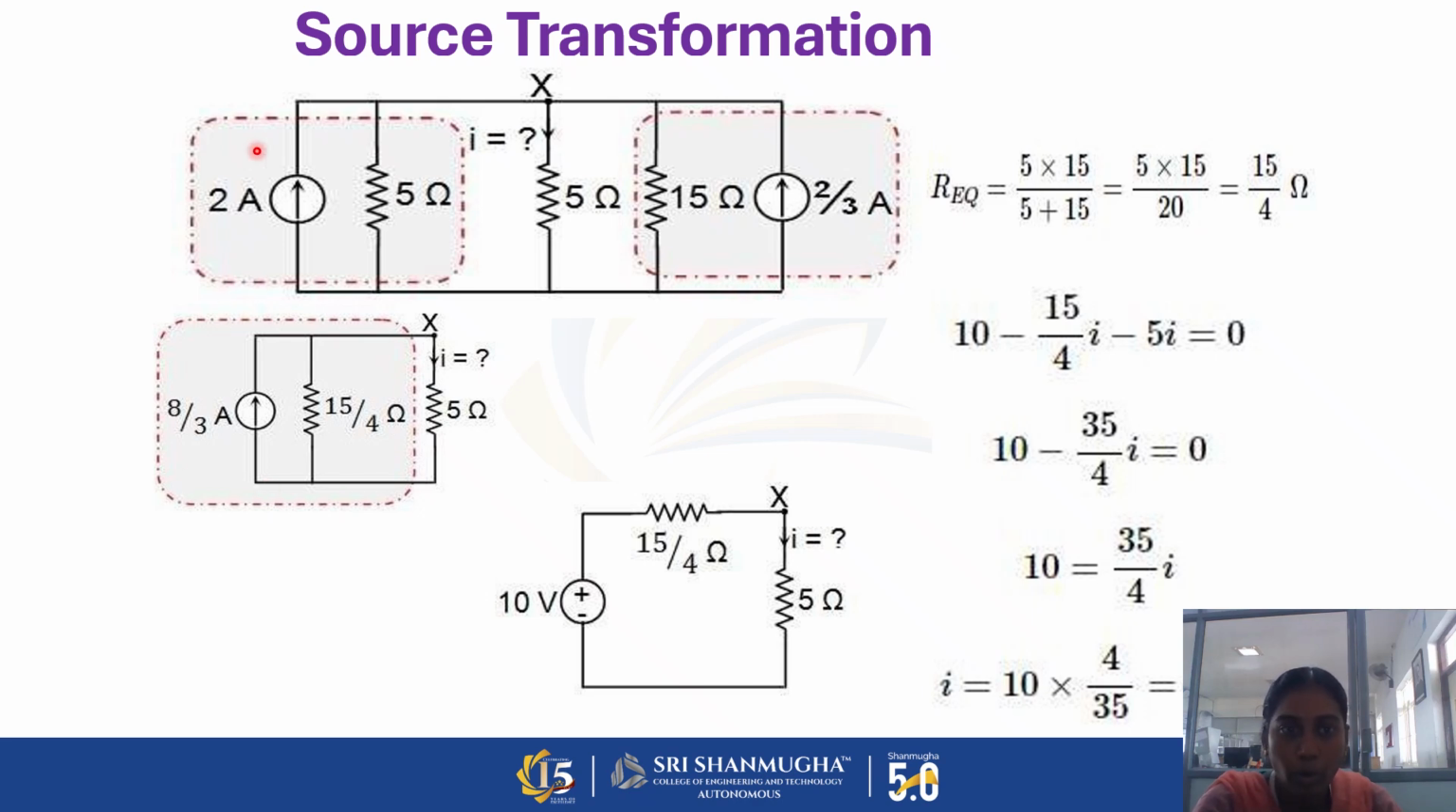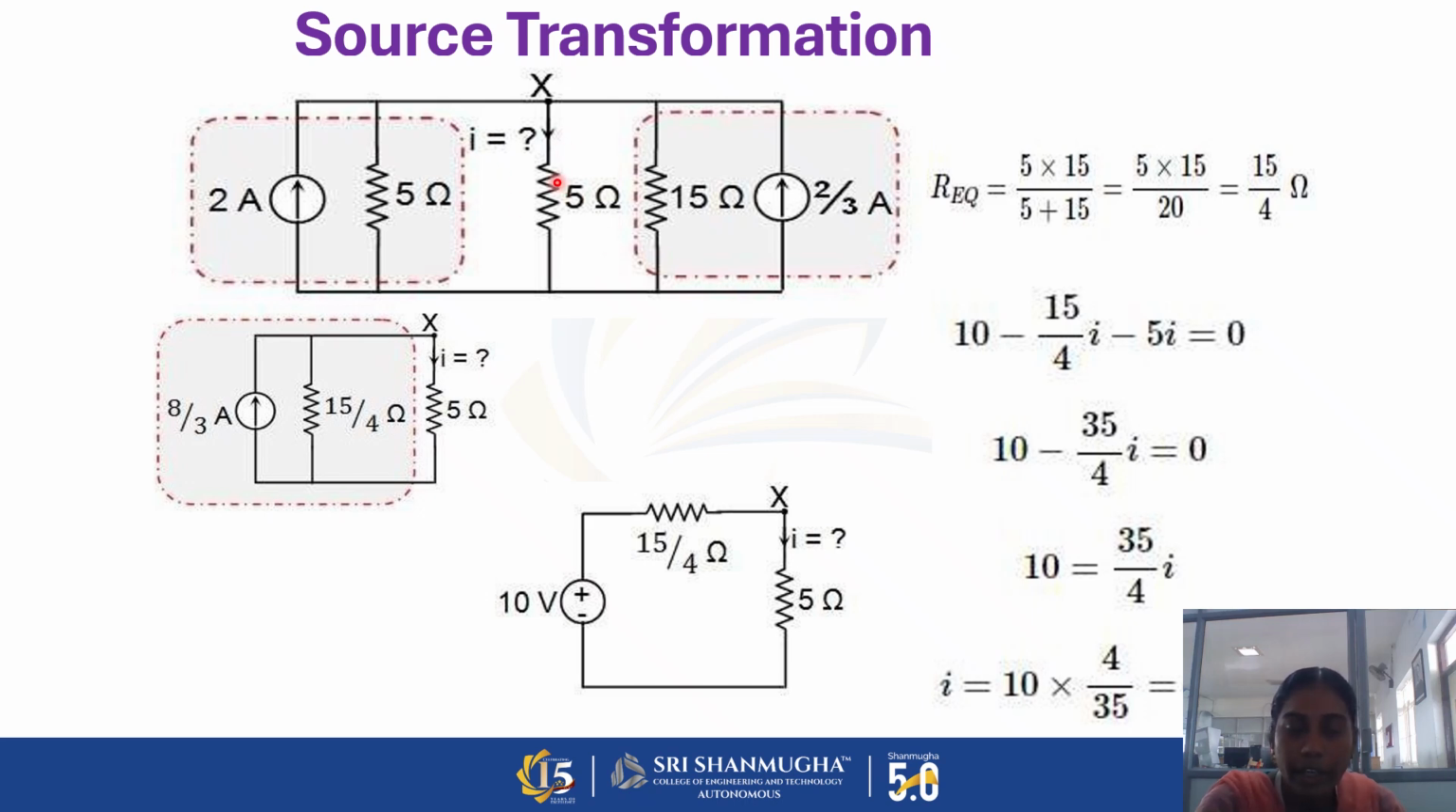The directions of both the current sources are the same, so we can add them at this nodal point; both the currents are summing together. So we are adding the current source 2 ampere and 2 by 3 ampere. The resultant is 8 by 3 ampere, and the resultant equivalent resistance is 15 by 4 ohm. The remaining 5 ohm resistor, for which we have to do the analysis, is taken as the load resistor.